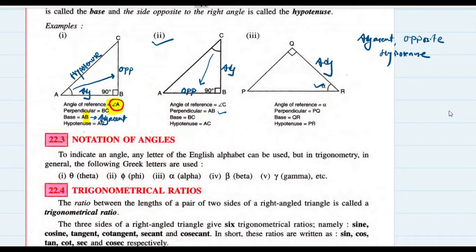The adjacent side to alpha is QR. The opposite side to alpha is PQ. Sorry, PQ is the opposite side. And the hypotenuse with respect to alpha is PR. This is the hypotenuse, right?